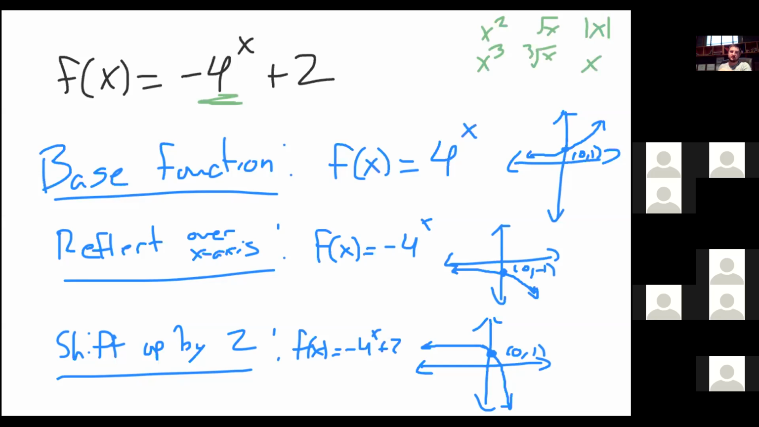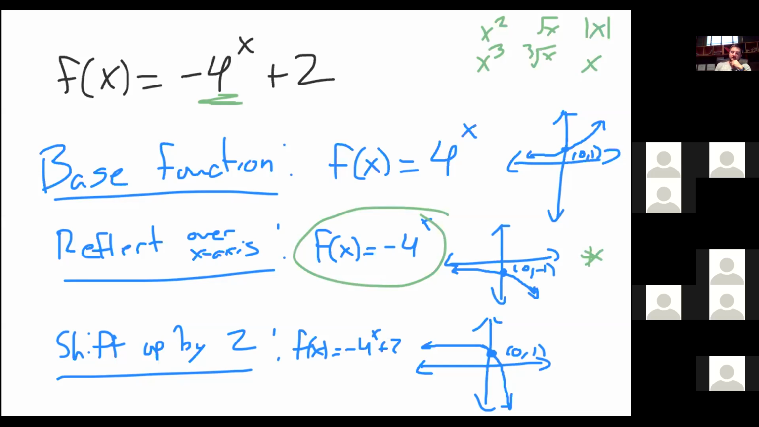The first thing is I take 4 to the x and multiply it by a -1, right? Still the same transformation that we had before for any graph. If I multiply it by a -1, I reflect it over the x-axis, right? Any positive y values now become negative. Any negative y values become positive. So that's why we see our graph flip over the x-axis. Instead of shooting up and to the right, now it's shooting down and to the right.